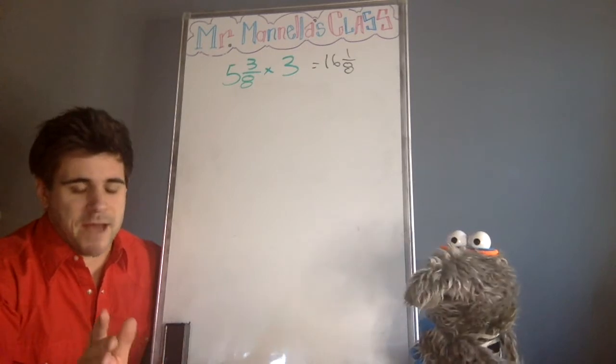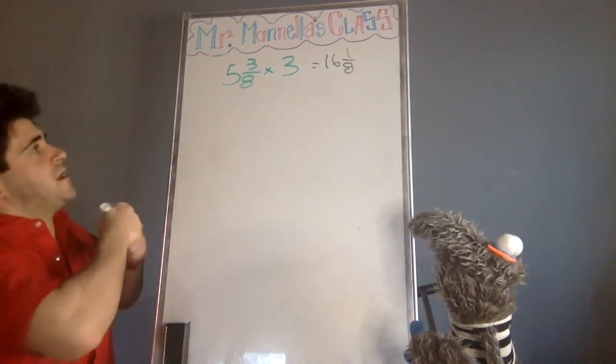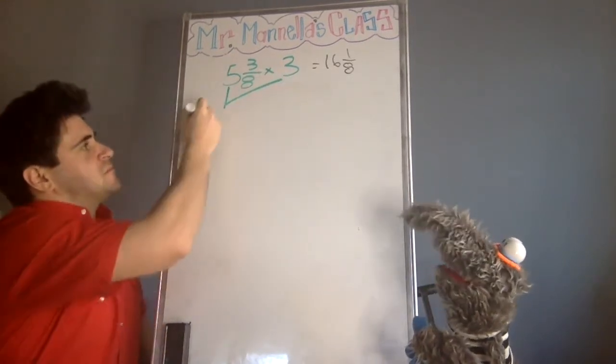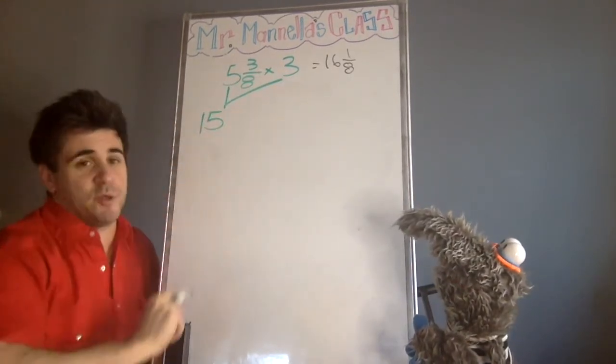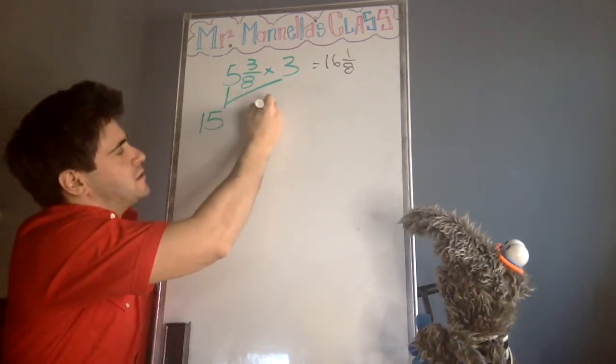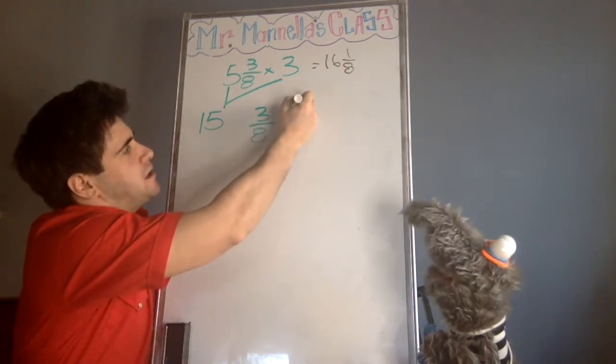You can do this by multiplying first your two whole numbers together. So if you do that, what's 5 times 3? That's 15. Hold on to that, we're going to use a little bit of it later. Now you can do 3/8 times 3 also.